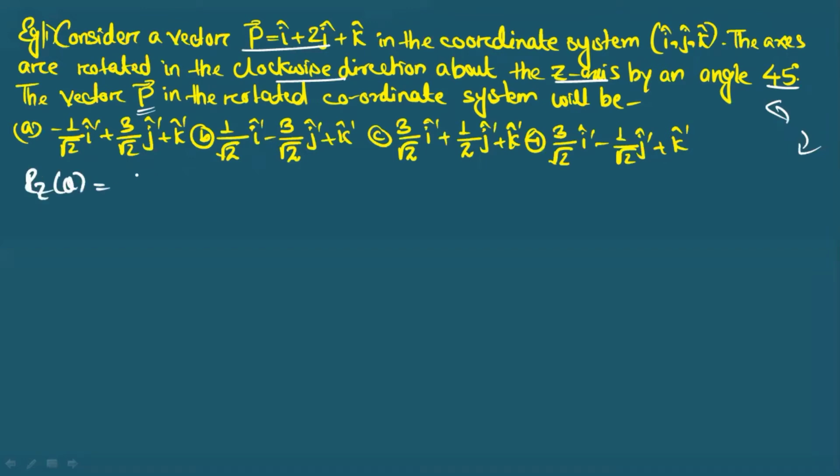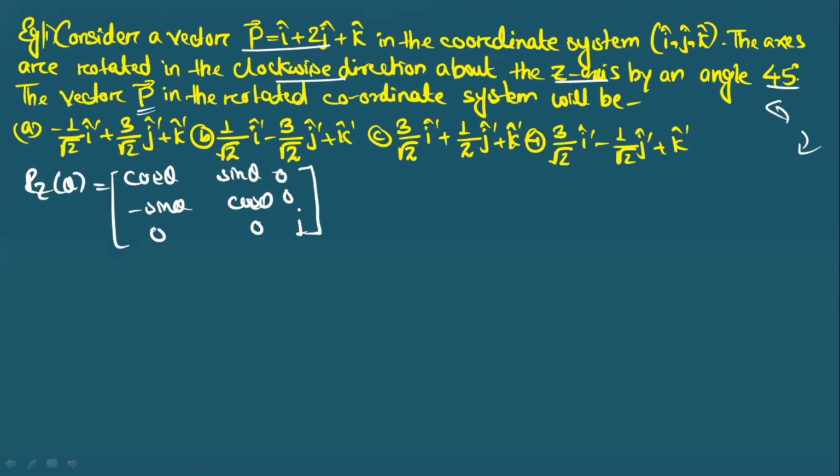About the z axis, we have the matrix Rz(theta), which was cos theta, sin theta, minus sin theta, cos theta, and these elements were 0, this was 1, this was 0, this was 0. Now you see, the new axes will be x prime, y prime, z prime. So it is equal to cos 45 degrees. Now you see, it is given to you as clockwise, na?